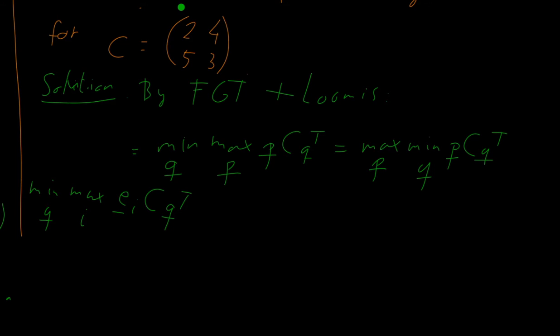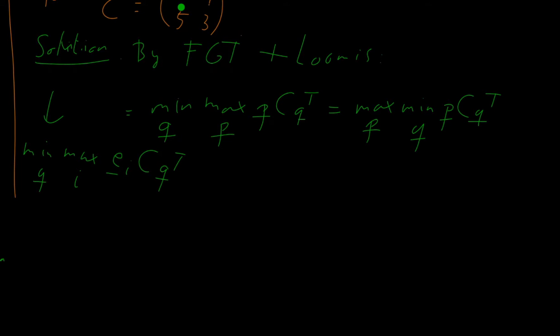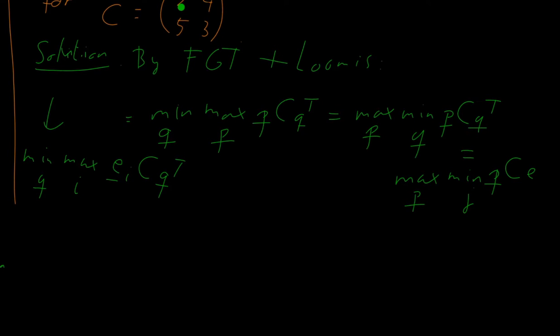And if we can compute the minimum of this expression, the value of Q for which it gets the minimum, the argument, if we call it this way, then we will determine the optimal solution for player 2, for player B. And similarly, this side can be simplified to the maximum finding of the minimum for J and B, C, jth unit vector transposed.